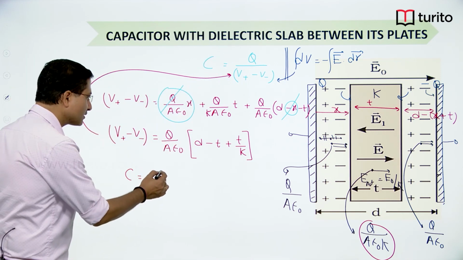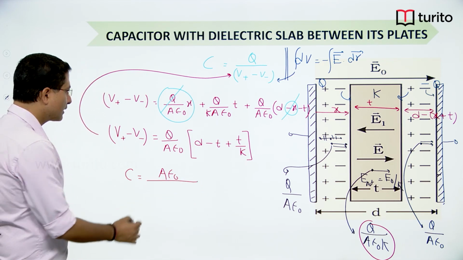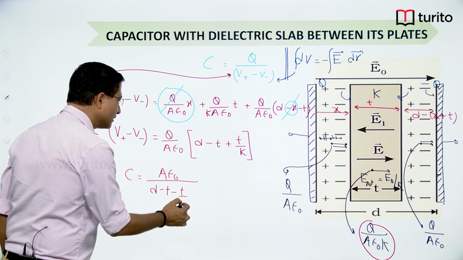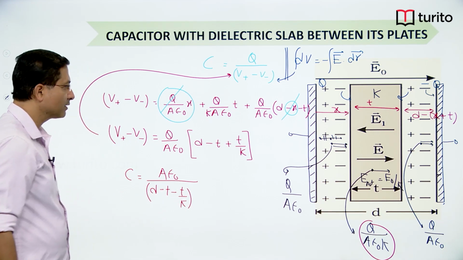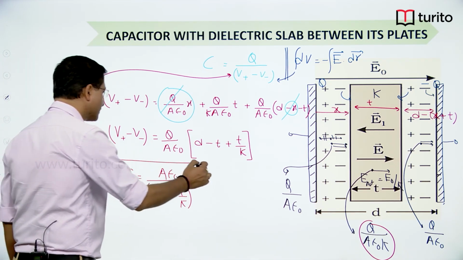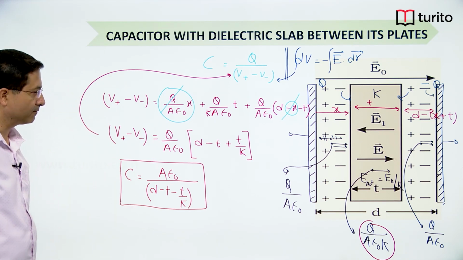After simplification I am writing because there is less space. So what I am getting is T minus D minus T by K, this way. So this is the capacitance of the arrangement.